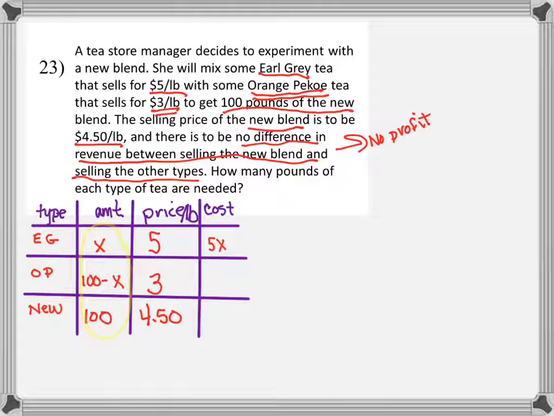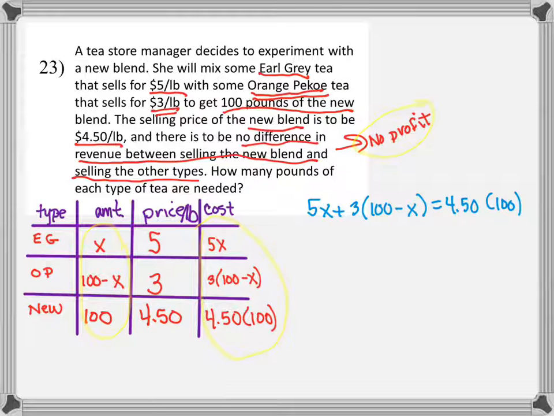To get my cost, I will multiply amount times price per pound. So for Earl Grey, we have 5X. For orange pekoe, we have 3 times 100 minus X. For the new, we have 4.50 times 100. And then this last column will give us our equation. So our equation is 5x plus 3 times 100 minus x equals 4.50 times 100.